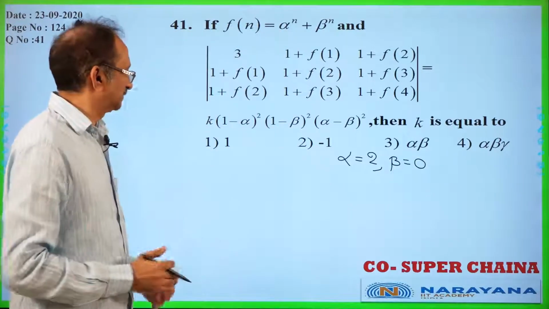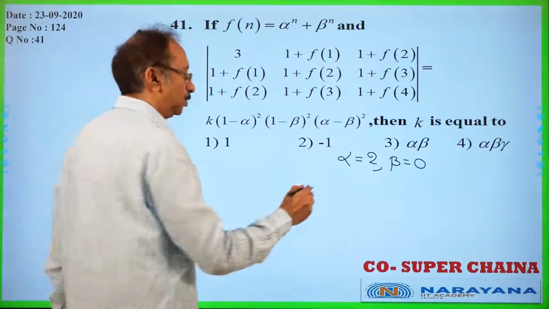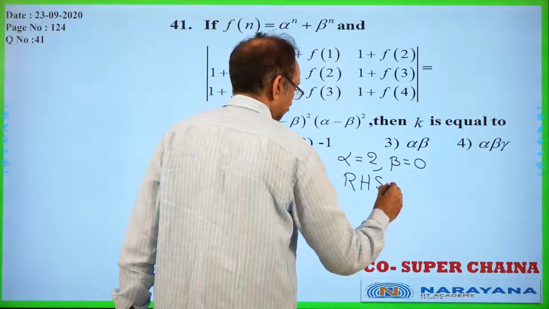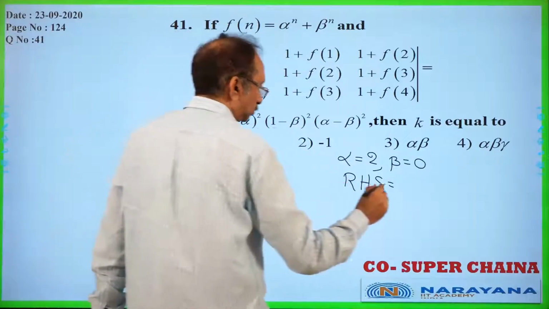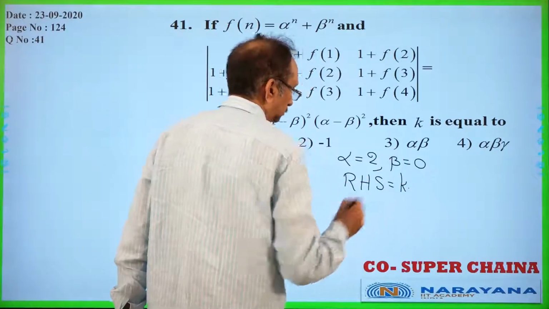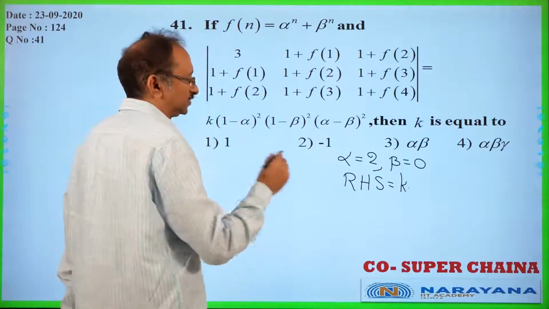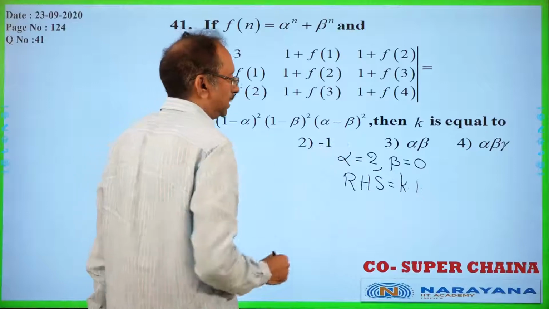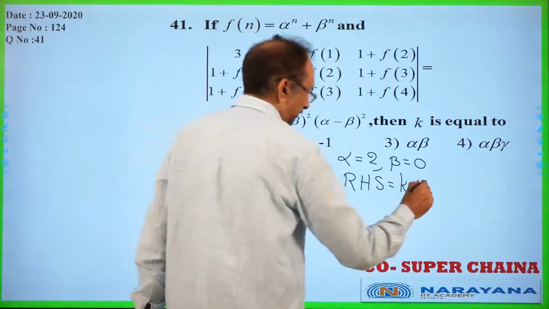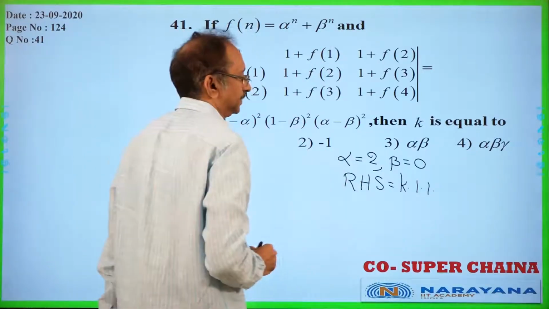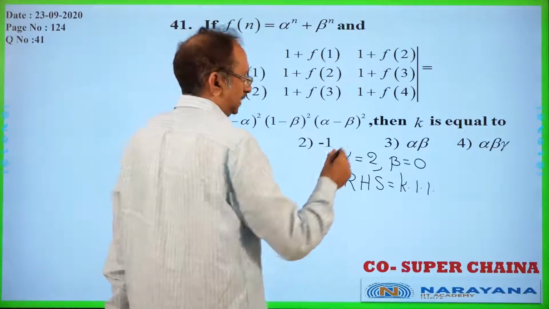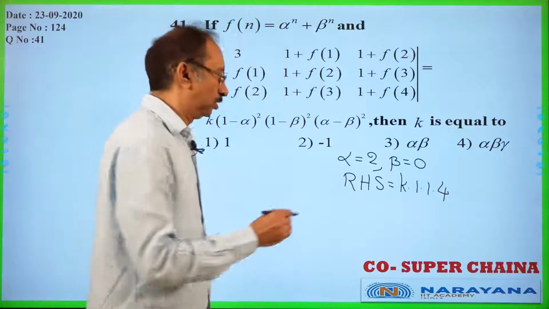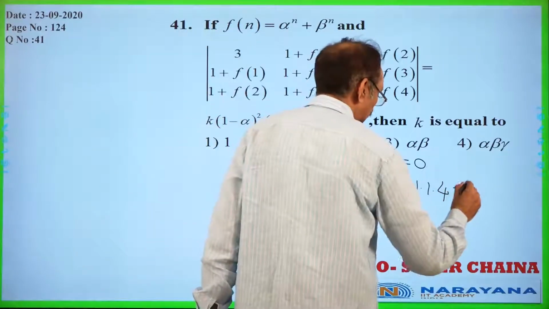And first I prepare the right hand side. What is the right hand side? So k into (1 minus 2, minus 1) whole square, that is 1. (1 minus 0) whole square, that is 1. And (alpha minus beta) whole square, that is 2 square, 4. And therefore, the right hand side is 4k.